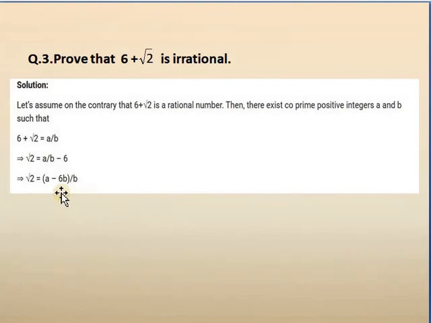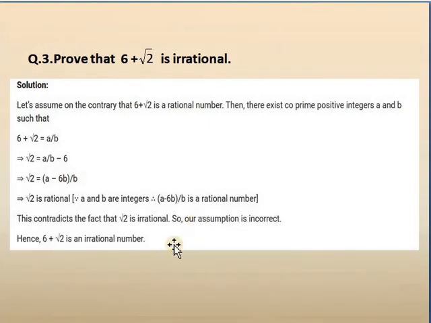Now see here, the interesting thing is that a is an integer, 6 is an integer, b is an integer. Integer minus integer is always an integer, and dividing by another integer gives a rational number. So a minus 6b by b, integer by integer, is a rational number. So the right-hand side is rational, therefore root 2 must be rational. But we know that root 2 is irrational. So here we are getting root 2 is rational, but we originally know that root 2 is irrational.